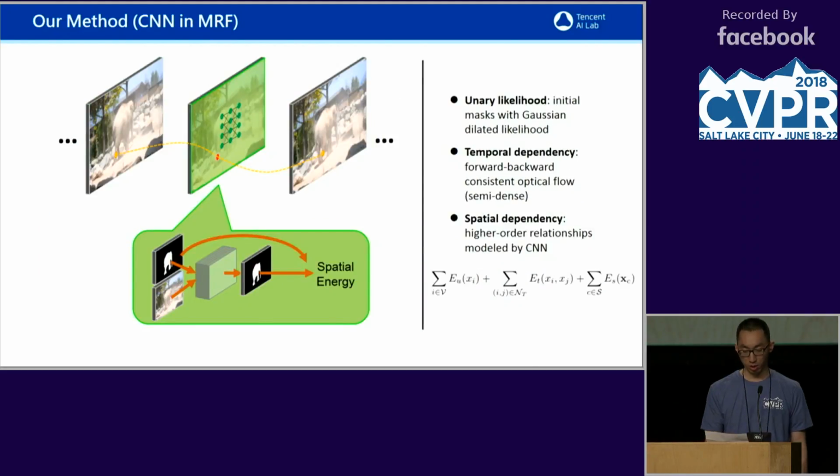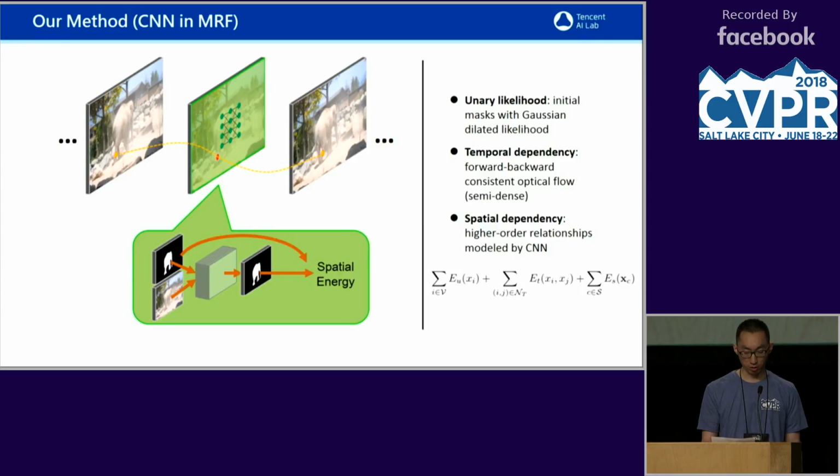In this work, we combine CNN and MRF to solve the problem. Specifically, we model all the pixels in a video as an MRF, where the unary term and the temporal term are modeled similar to a conventional MRF model, but the spatial term in our model is defined using a feed-forward CNN. Intuitively, given a mask configuration of a frame, we can define the spatial energy of the frame using the Euclidean distance between the mask and the ground truth mask of the frame.